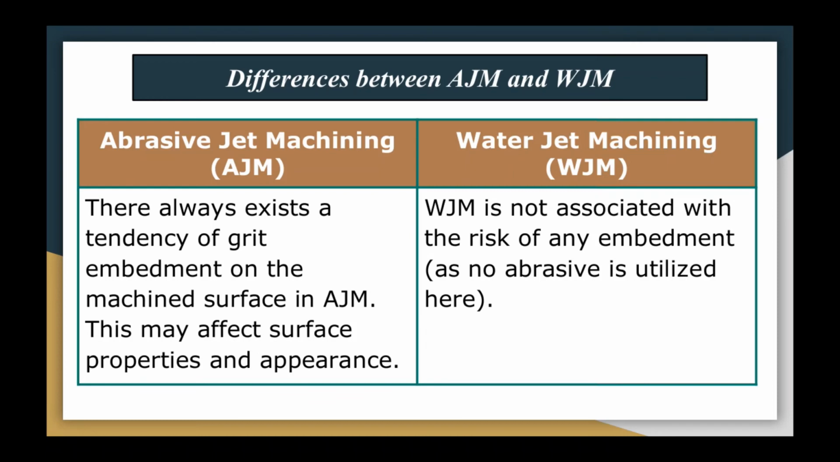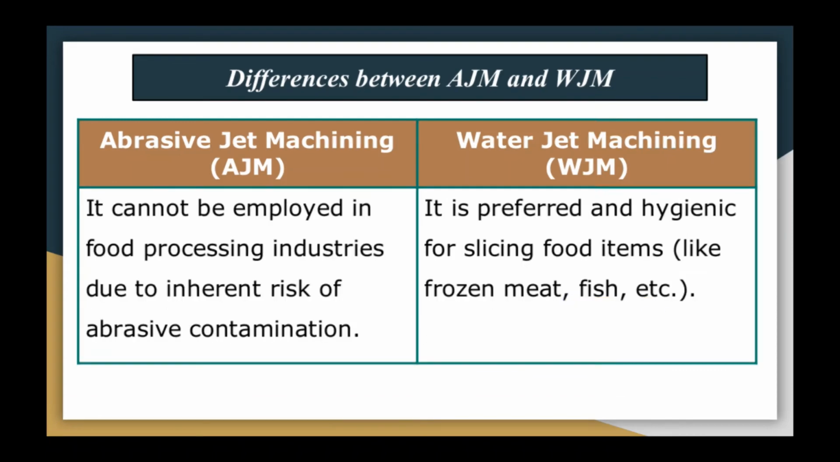Water jet machining is not associated with the risk of any embedment as no abrasive is utilized in this process. Then abrasive jet machining cannot be employed in food processing industries due to the inherent risk of abrasive contaminants. So this is the main point. Water jet machining is preferred and hygienic for slicing food items like frozen meat, fish, etc. So these are some applications.